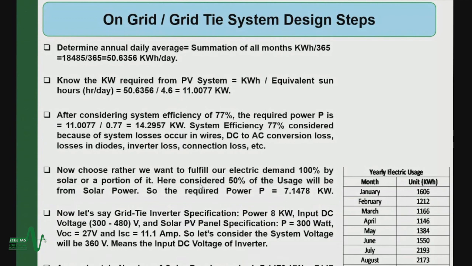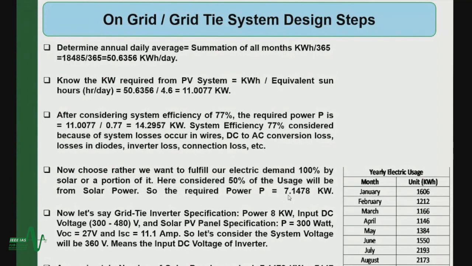So now we are in a position that we have to think, okay, the total amount of energy which is required for us per day is 14 kilowatt. And now it's my choice. I will get 100% of it from solar, or I will get some portion of it. So for this case, let's consider that we are choosing 50% of this. Okay, so 50% of our requirement will come from solar energy. So our required power is 7 kilowatt.